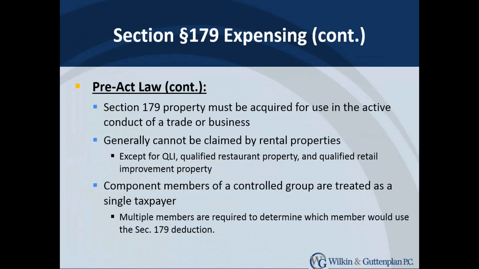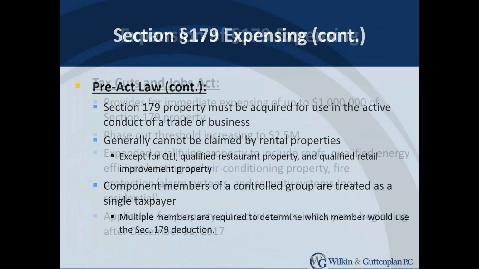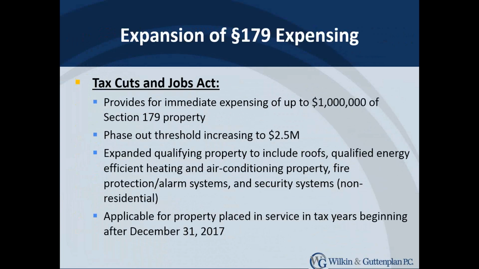Components of a control group need to take into consideration all the acquisitions of the control group in order to determine if they've exceeded the phase-out limits. So what's new with Section 179? Immediate expensing is now at $1 million of qualifying property, and once you start acquiring property in one single year that exceeds 2.5 million, you start to see a phase out.